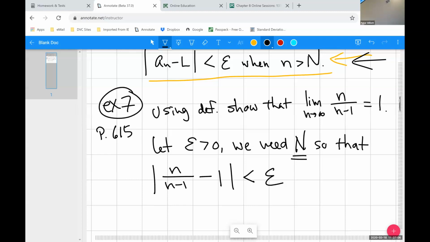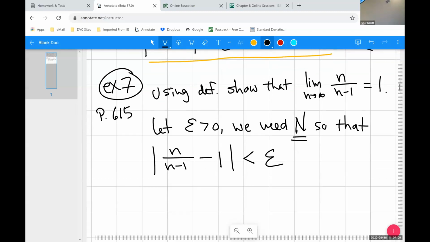So that's the setup. For those who are trying to follow along and hang in here, any questions about the setup of this? Okay.